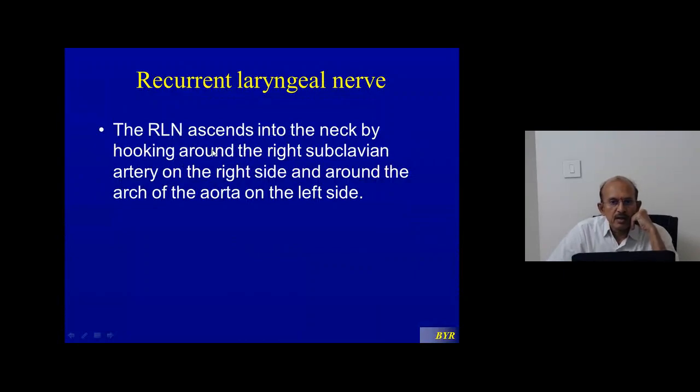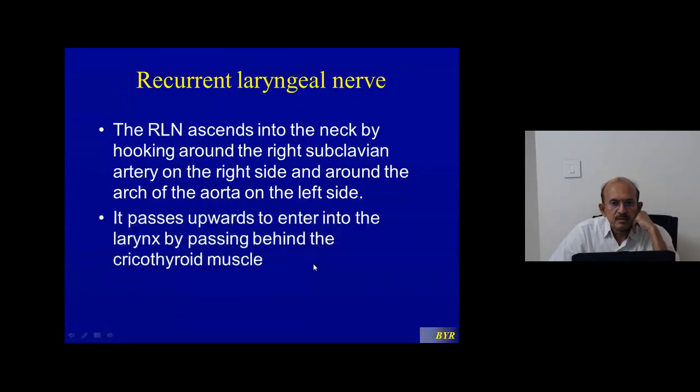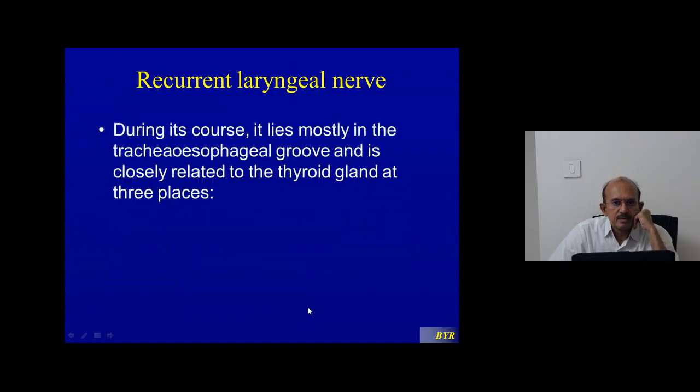Recurrent laryngeal nerve ascends into the neck by hooking around the right subclavian artery on the right side and around the arch of the aorta on the left side. It passes upwards to enter into the larynx by passing behind the cricothyroid muscle. During its course, it lies mostly in the tracheoesophageal groove and is closely related to the thyroid gland at three places. So this is very important.